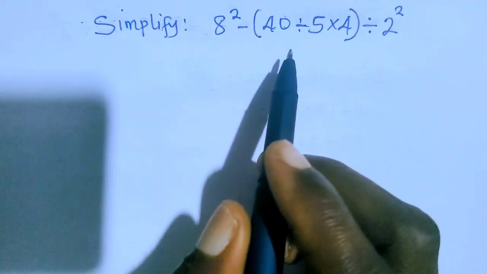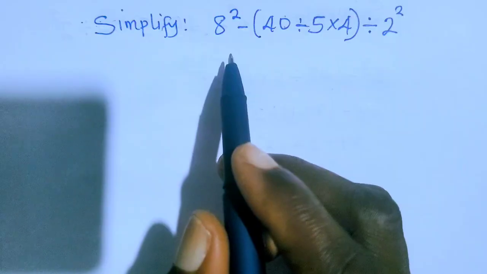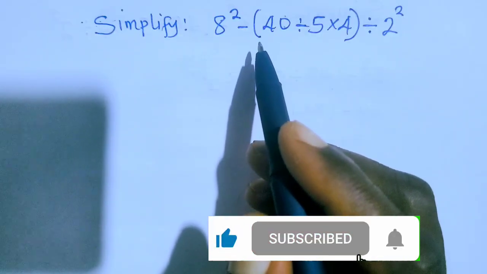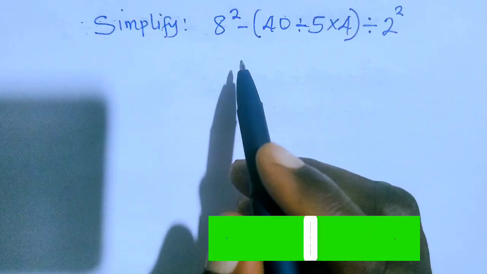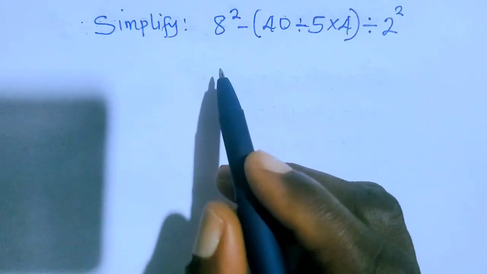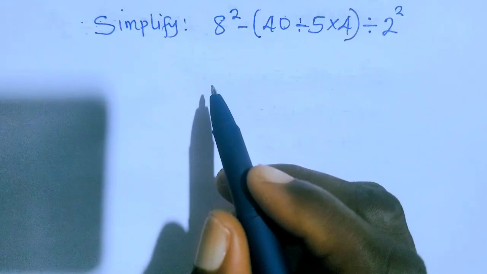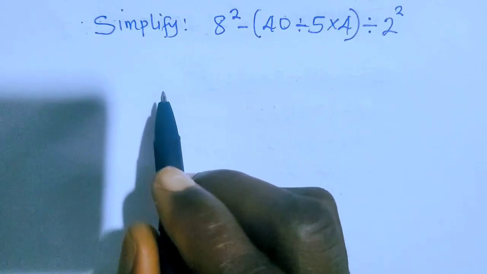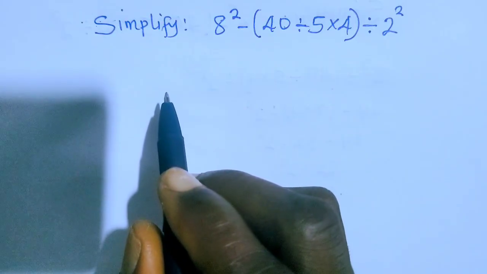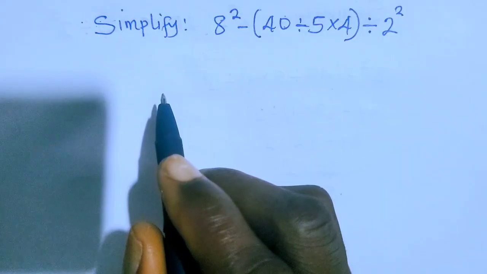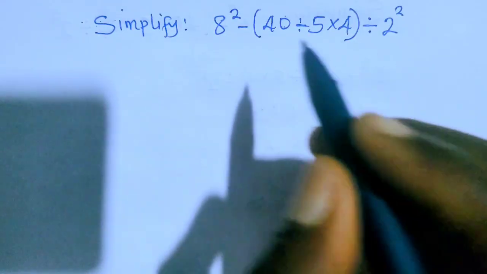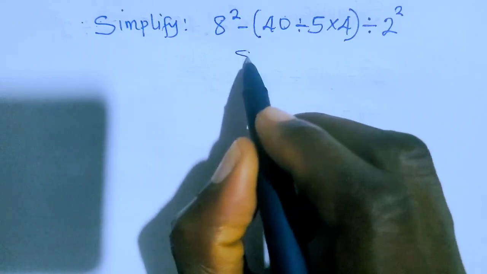We are going to learn how to simplify this algebraic expression right here correctly. 90% of students got this wrong by making this simple mistake. I'm going to review it to you in the first workings. Now, let's have a solution.